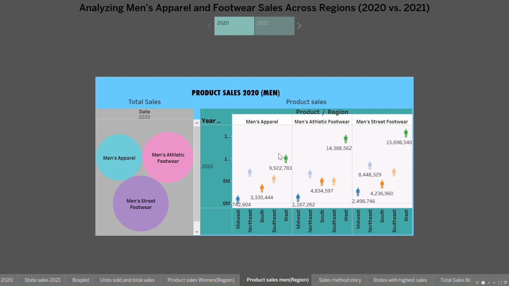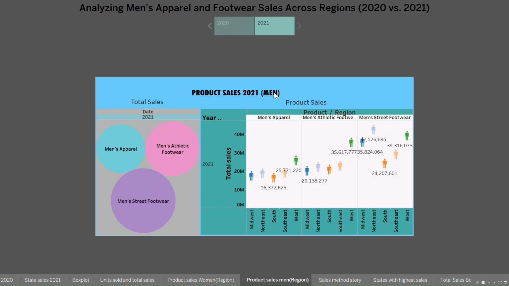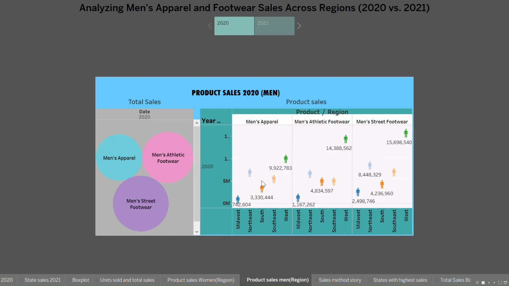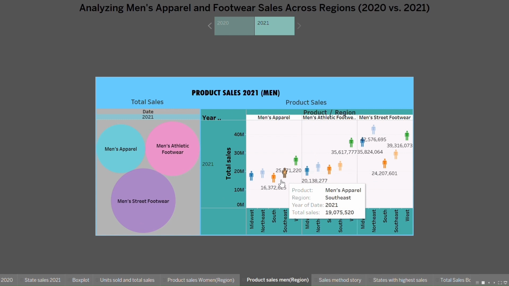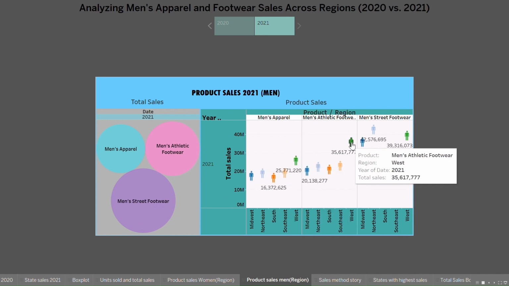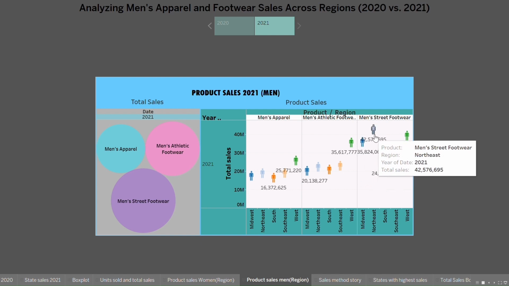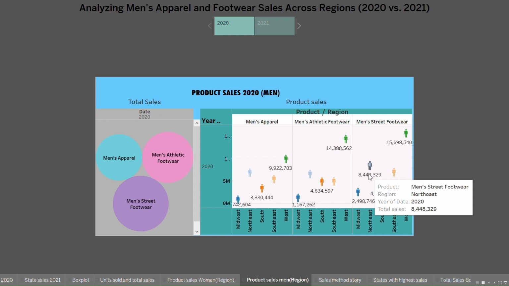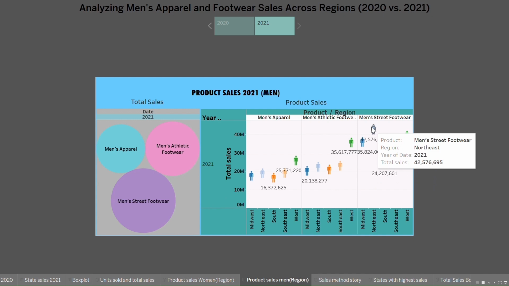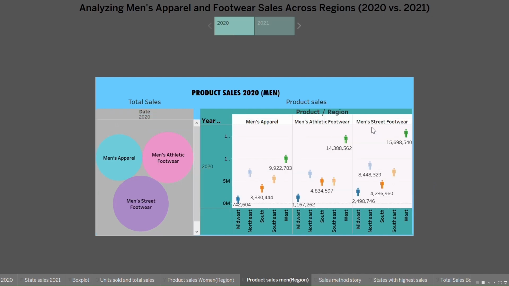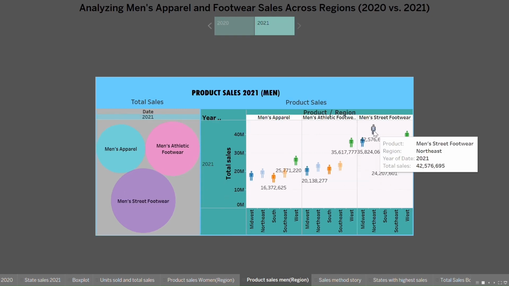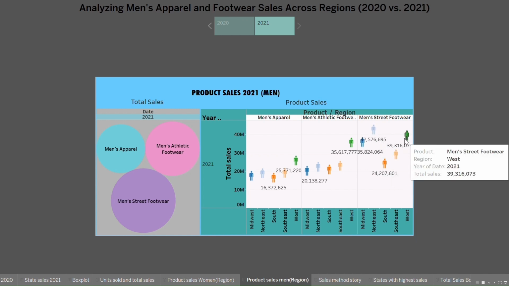So let's compare it to 2021. In 2021, with the men, yep, the difference is also huge. And we can see here that the Northeast rose from 8.4 million in 2020 to a whopping 42 million in 2021, which means they were really hit bad by the COVID, and Adidas really recovered remarkably because they beat the West this time around.